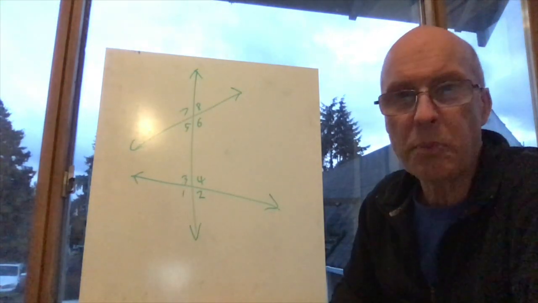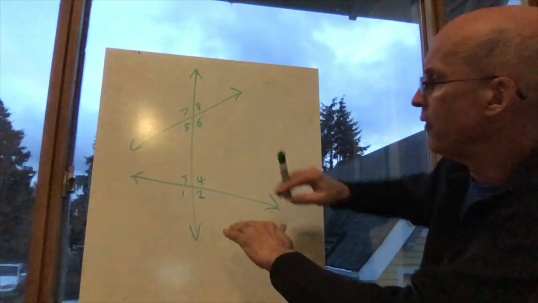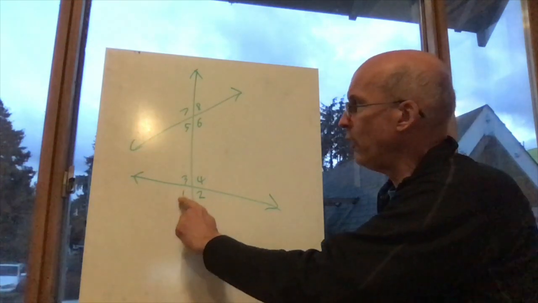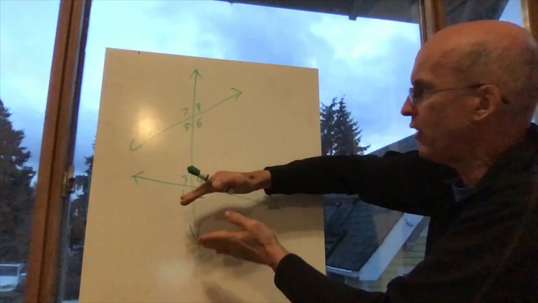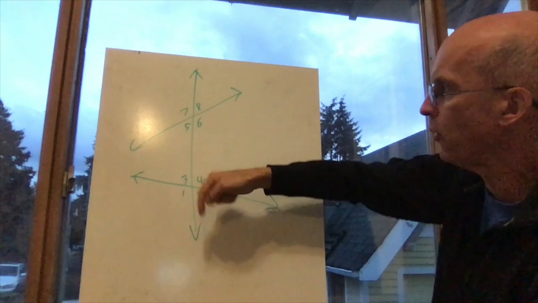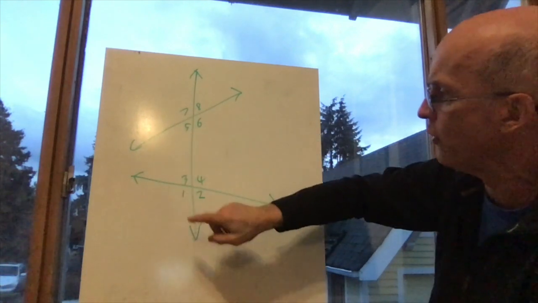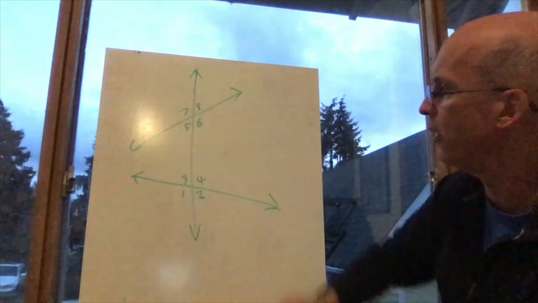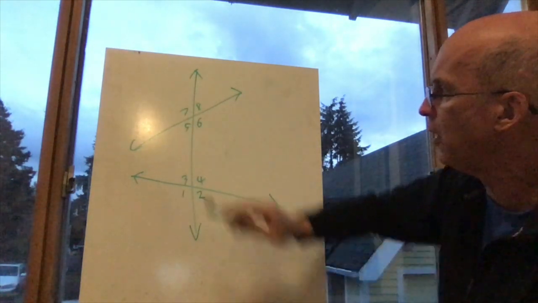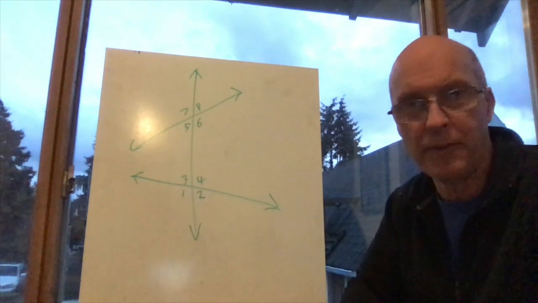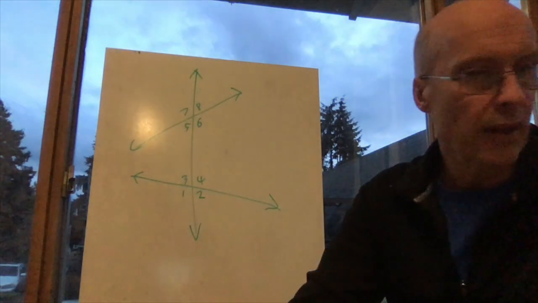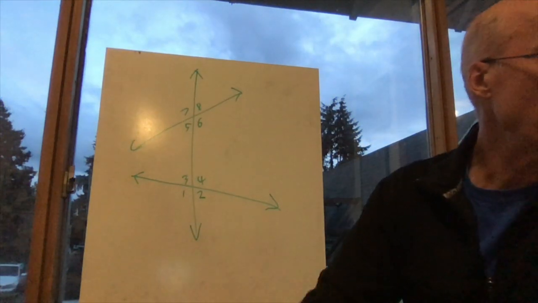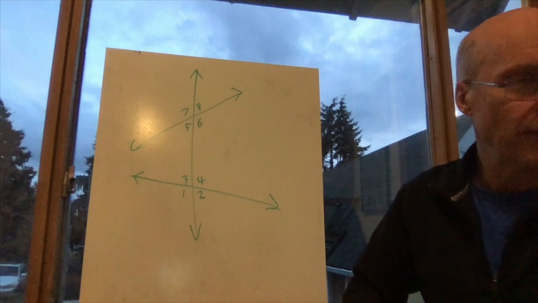And lastly, corresponding angles. I think of them as being in the same spot. See 1 and 5, they're both on the same side of the two lines. They're both on the lower side and on the same side of the transversal. So 1 and 5 would be corresponding, 3 and 7 would be corresponding, 8 and 4 would be corresponding, 6 and 2 would be corresponding. Okay. If you're following along with the book, turn the page, because now we're going to talk about parallel lines.